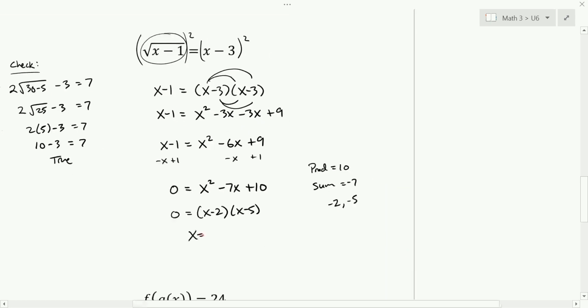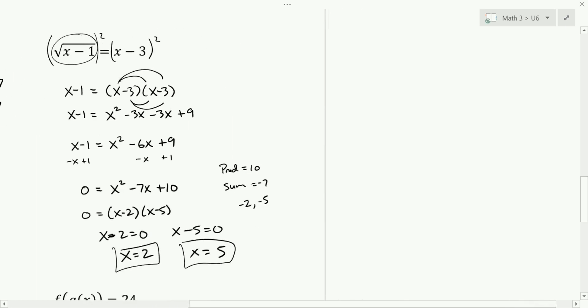Set each factor equal to 0 and solve, giving two answers, 2 and 5. And now we get to find out, can we keep them both? Do we have to get rid of one of them? Or do we have to get rid of both of them? So let's check.